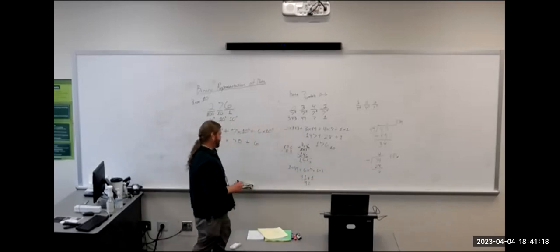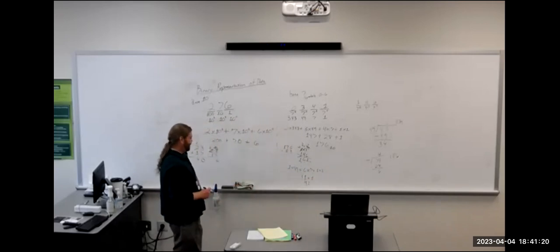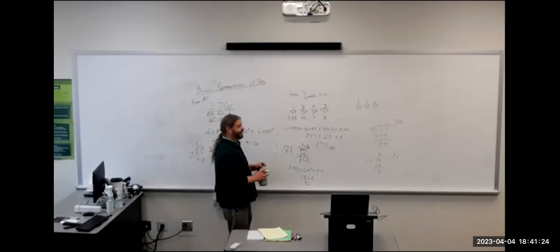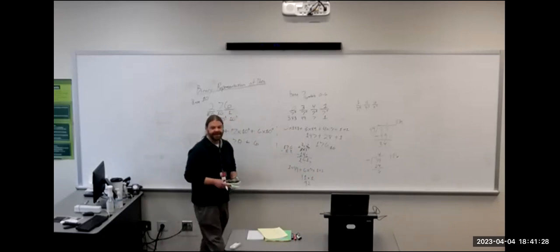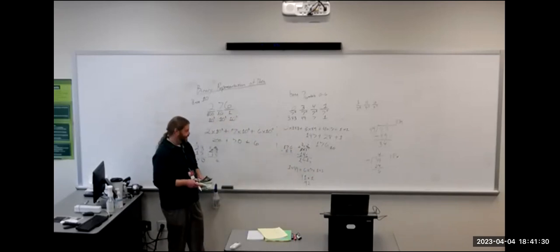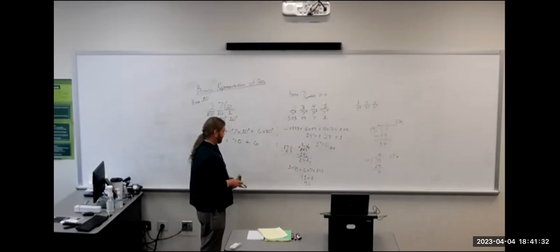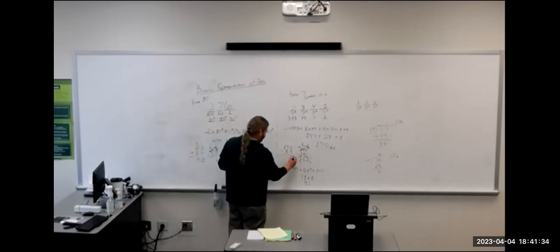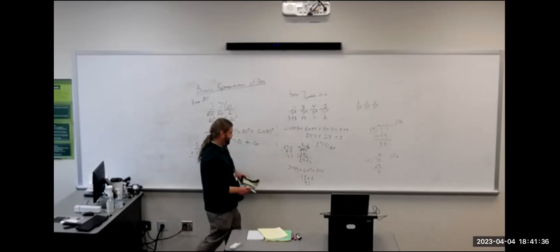I think I made a mistake somewhere. 49 plus 42 is not 91. Yeah, that would be 91. Plus 1 is 92. What should this be? Should be 93.